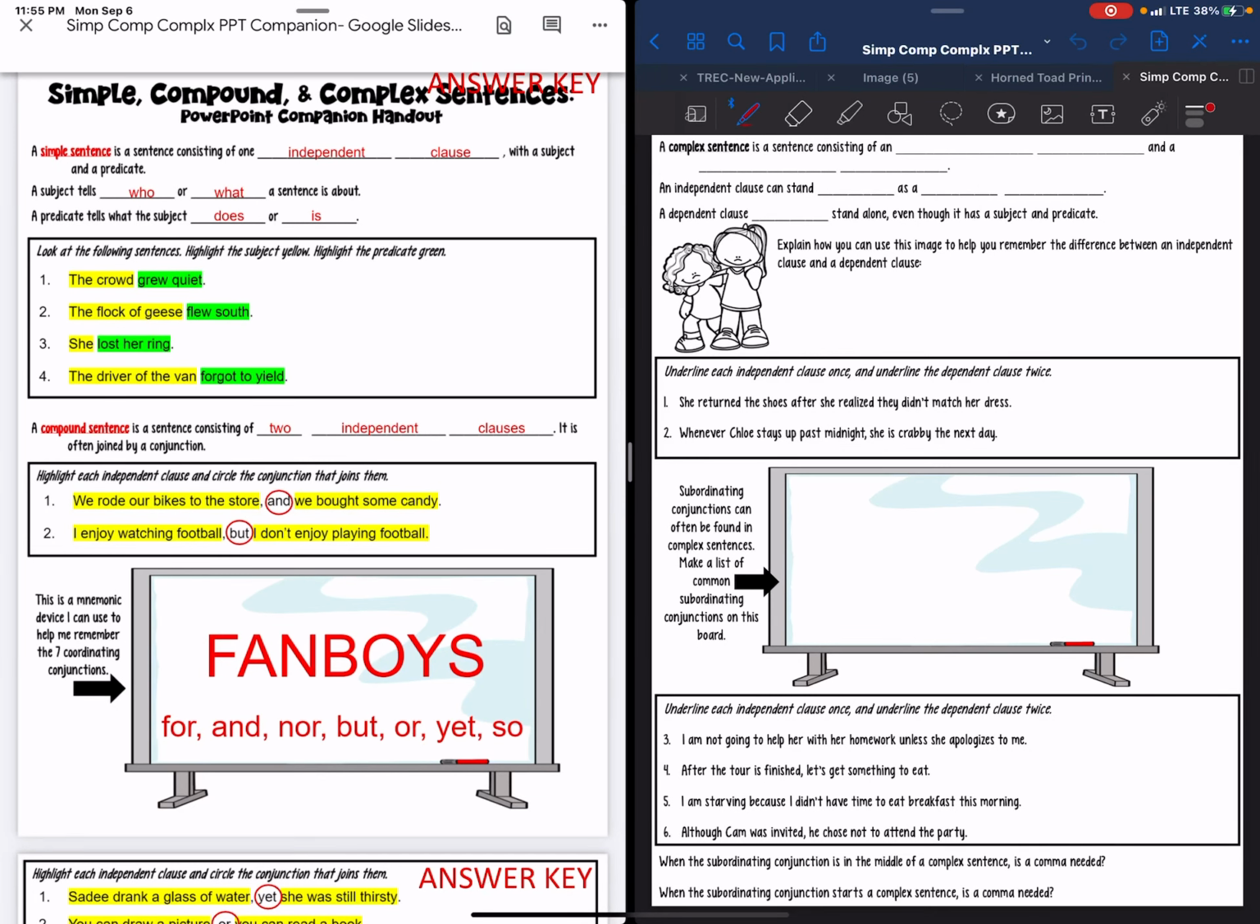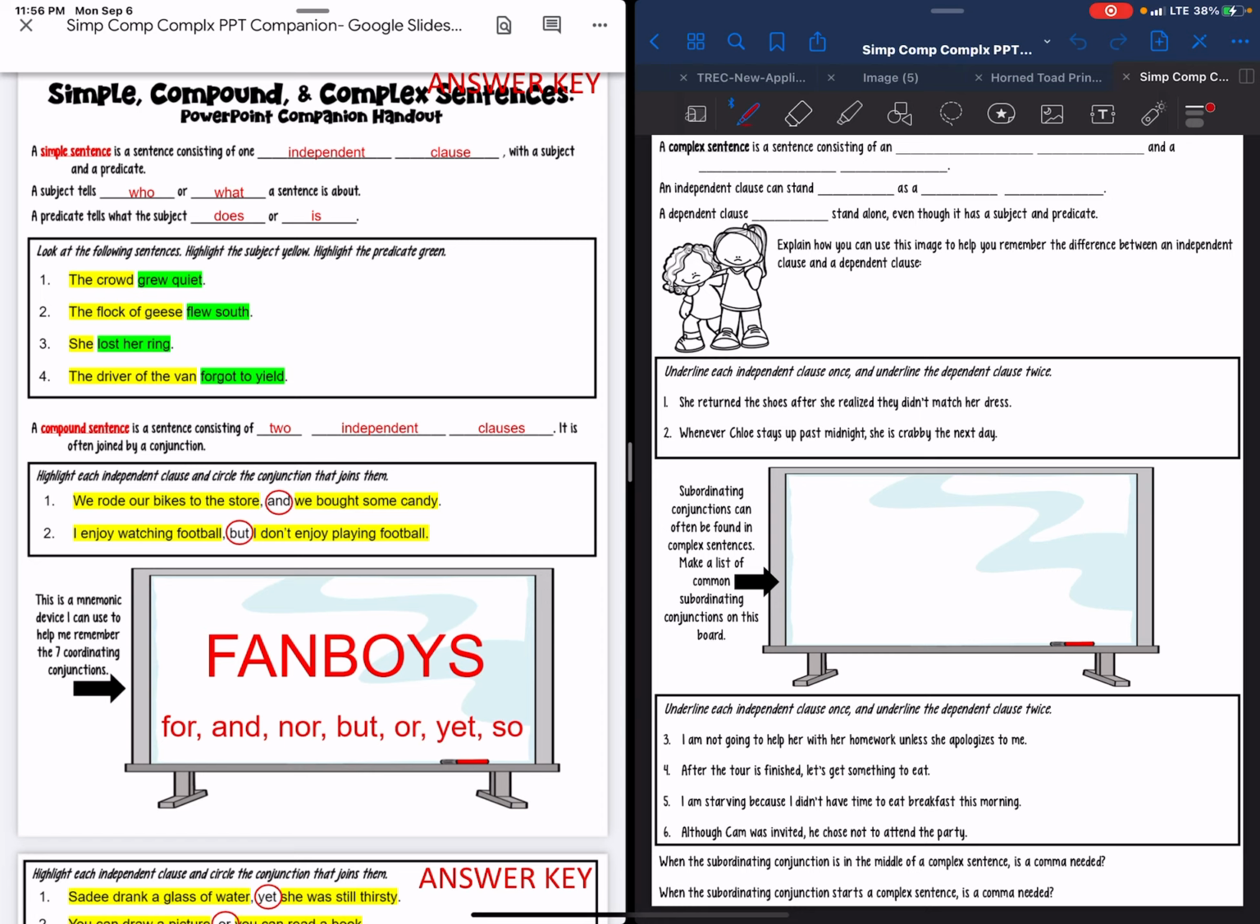Morning, boys and girls. So we're going to pick back up with simple, compound, and complex sentences. This is the answer key, and I'm putting the answer key up there because I know that you guys already know. We've already gone over all these, so we went over it together. But this is just for review.